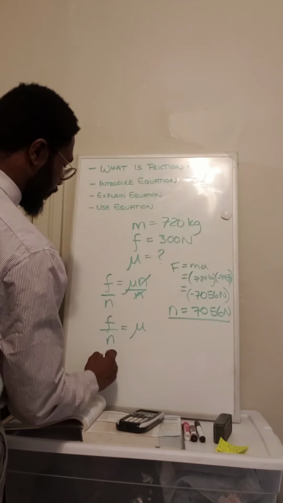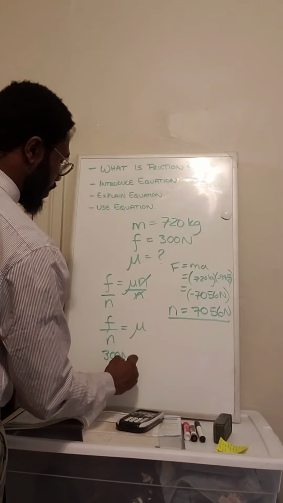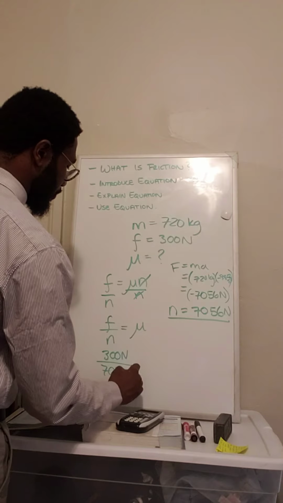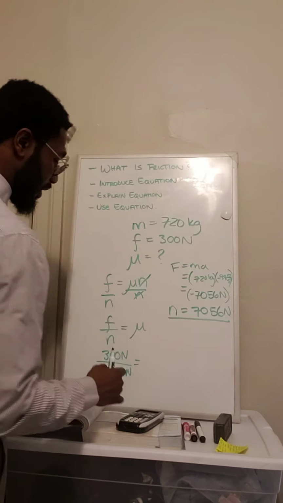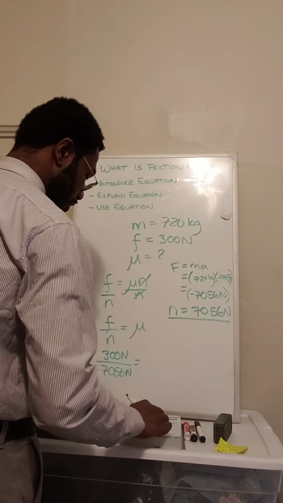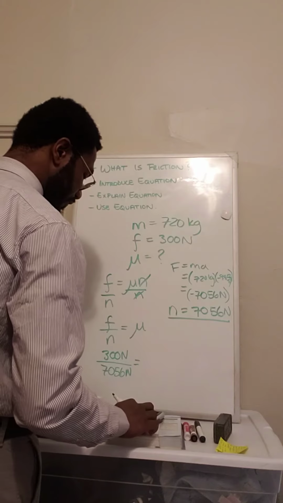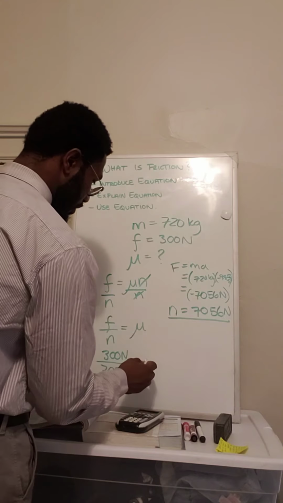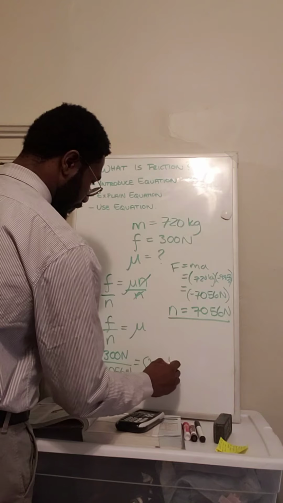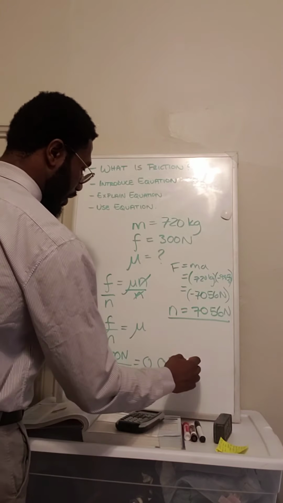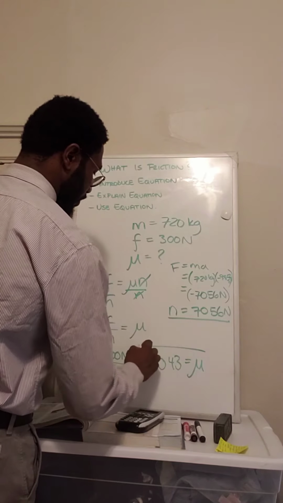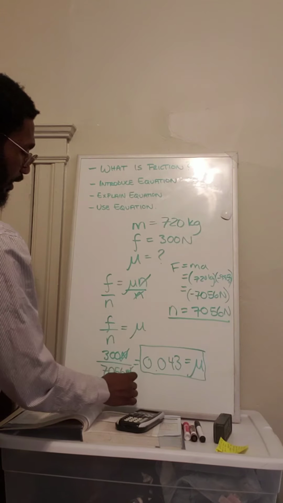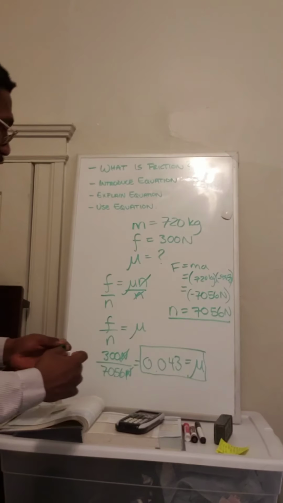So we have the frictional force is 300 newtons and the normal force is 7,056 newtons. All right, if we divide 300 by 7,056, we will get around 0.043, okay? And that's going to be equal to the coefficient of friction mu. Now, again, it has no units because the newtons actually cancel out over here, all right?